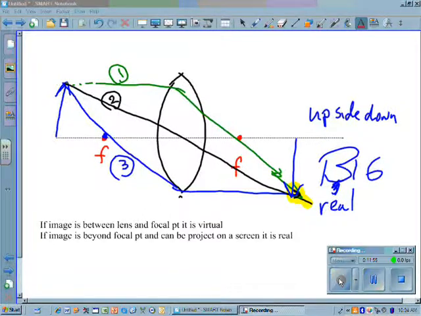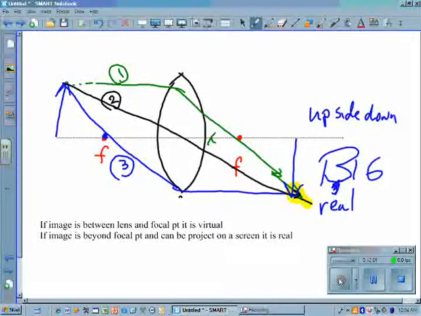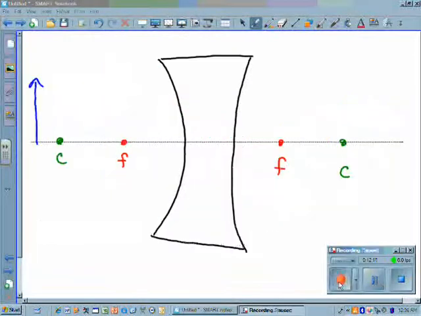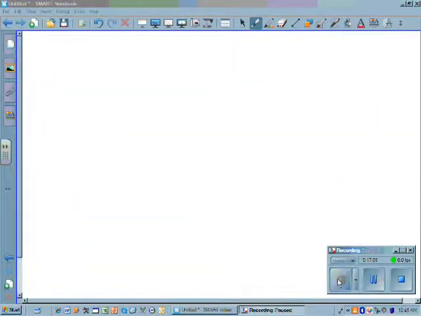So this is 2 things I sort of use to tell whether an image is real or virtual. If the image is between the lens and the focal point, so in other words, if it was right here, that would be virtual. But in this case, the image is way over here, beyond the focal point, so that means it's real. Plus, I could put a white screen up here and actually have that projected on there, which is less than 1, it's smaller.